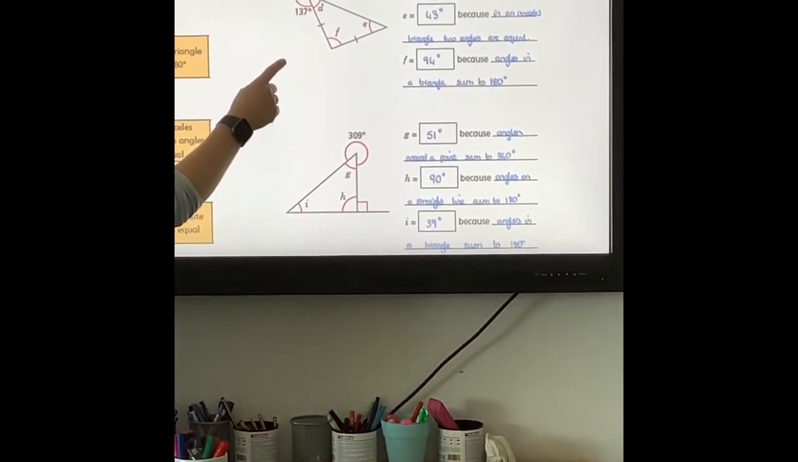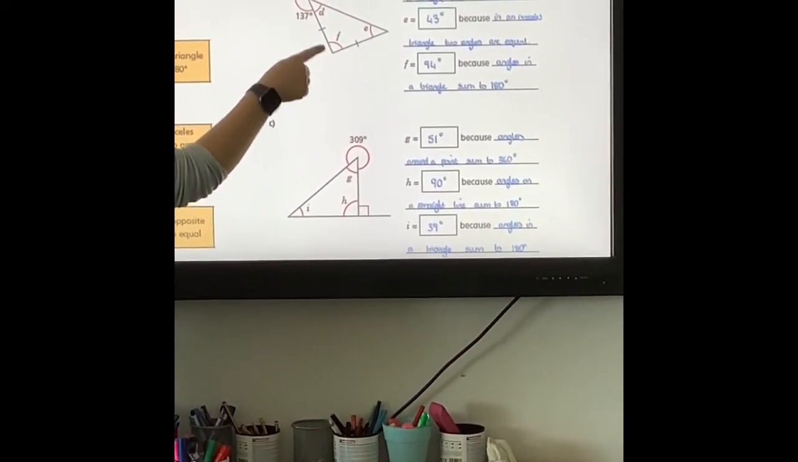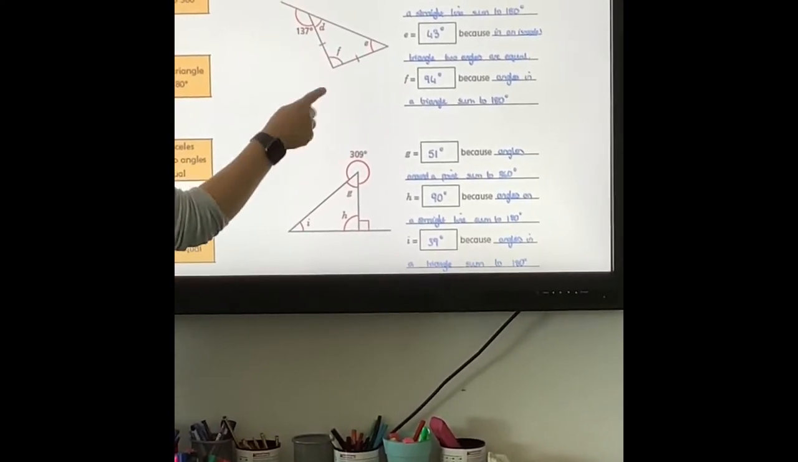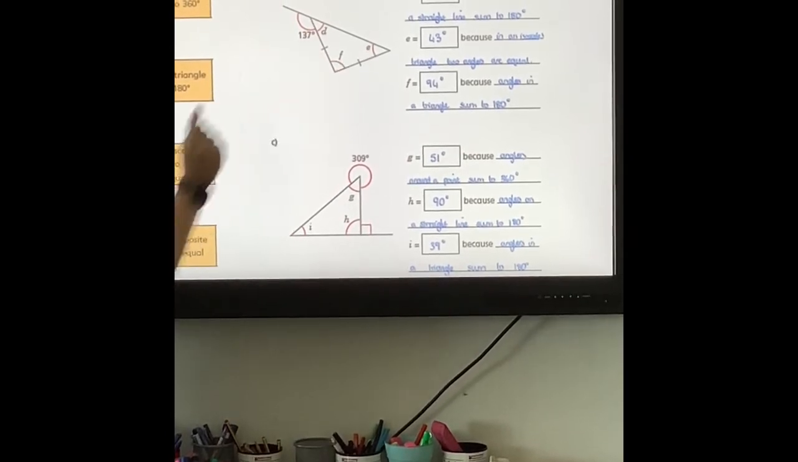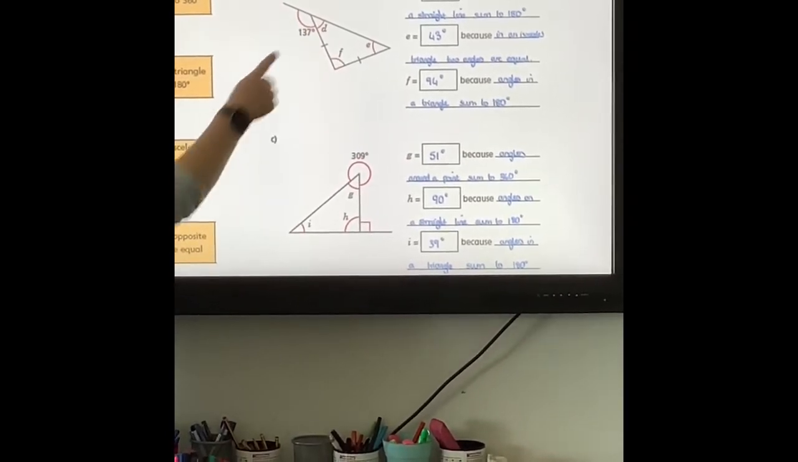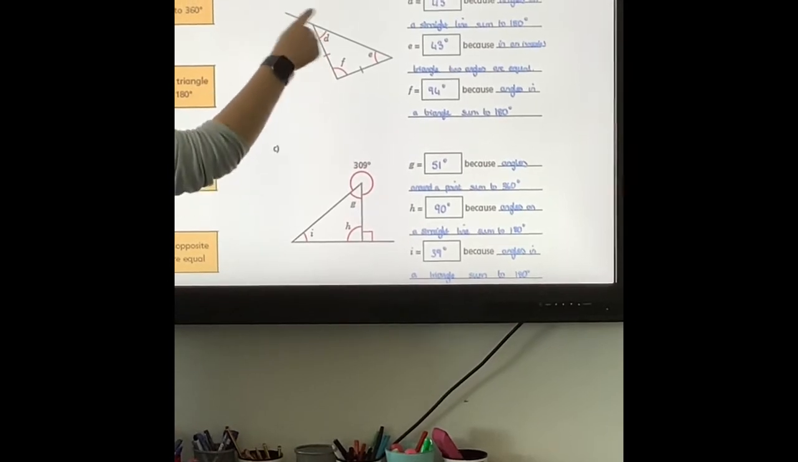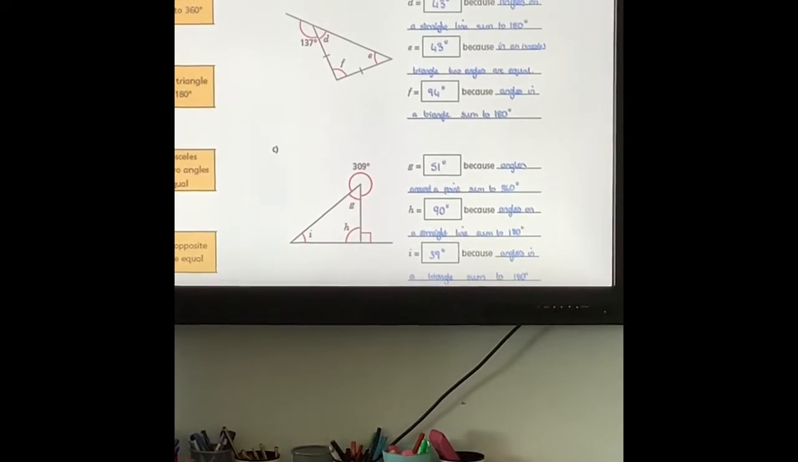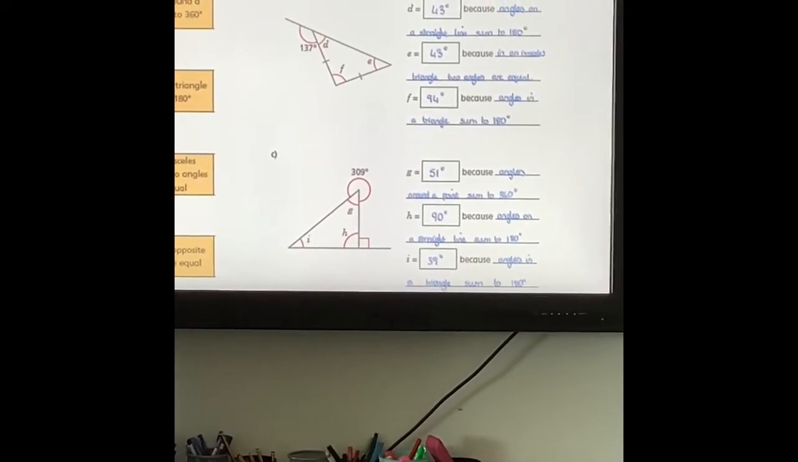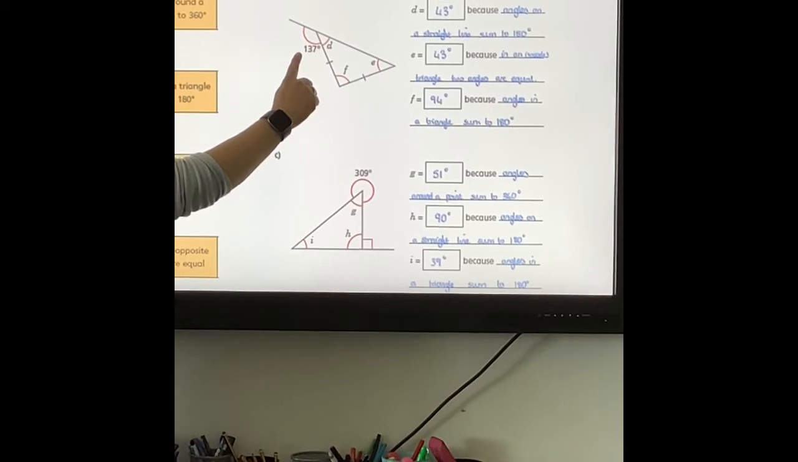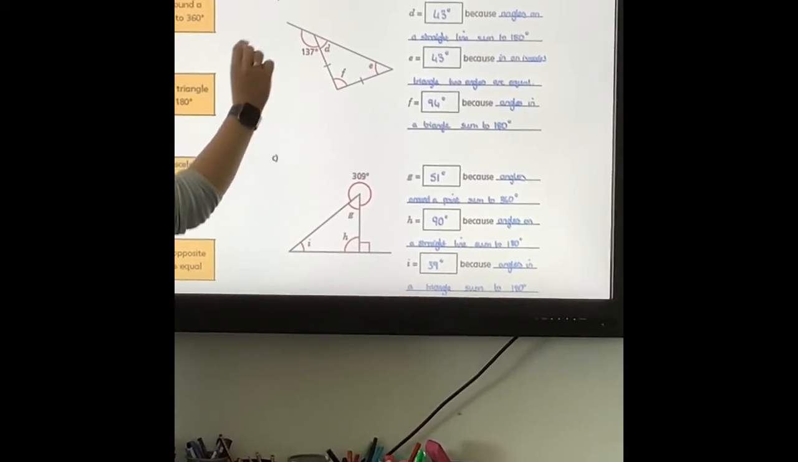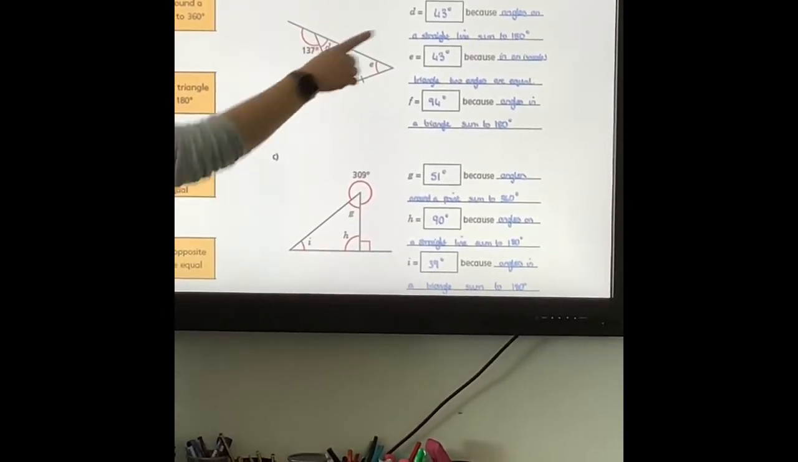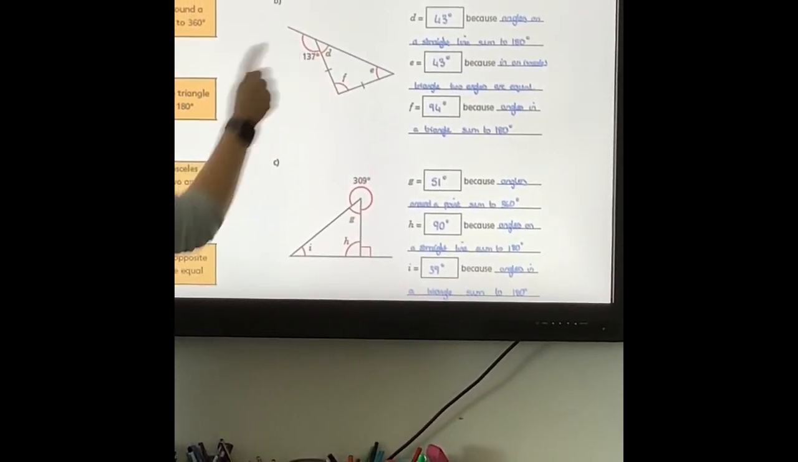So, you know that this is an isosceles triangle, because you've got two markers here that show you they are the same length. That means D and E are equal angles. Then here, this is your key piece of information. You know that angles in a straight line make 180 degrees. You've already been given 137.